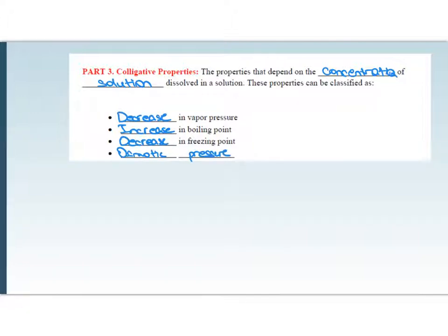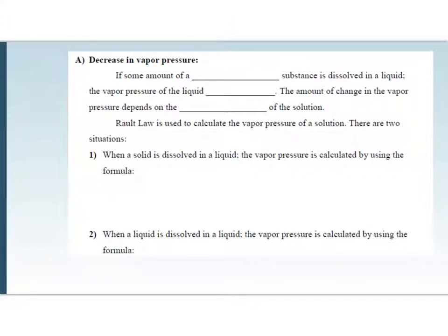Let's look at them in detail. If some amount of a non-volatile substance is dissolved in a liquid, the vapor pressure of the liquid decreases. The amount of change in the vapor pressure depends on the concentration of the solution. Raoult's law is used to calculate the vapor pressure of a solution.